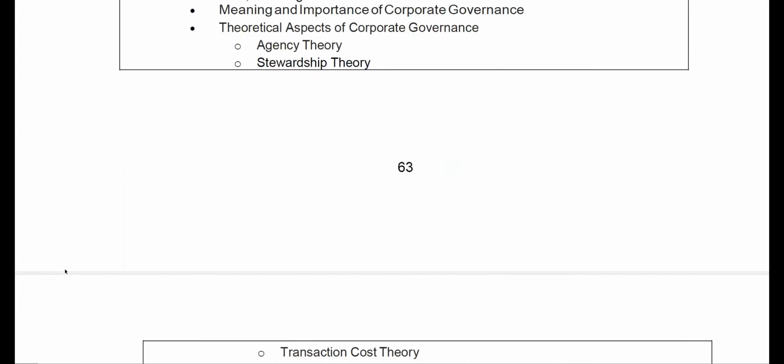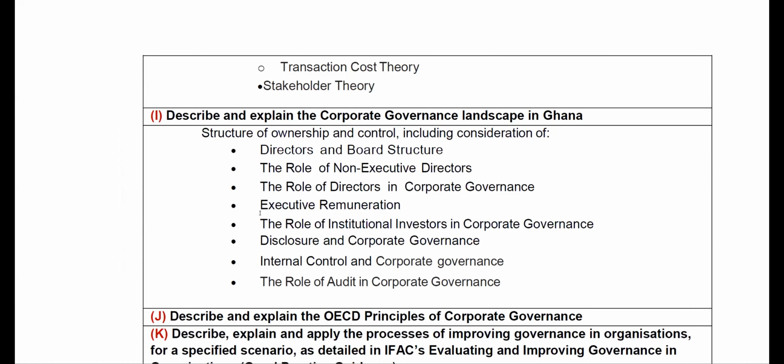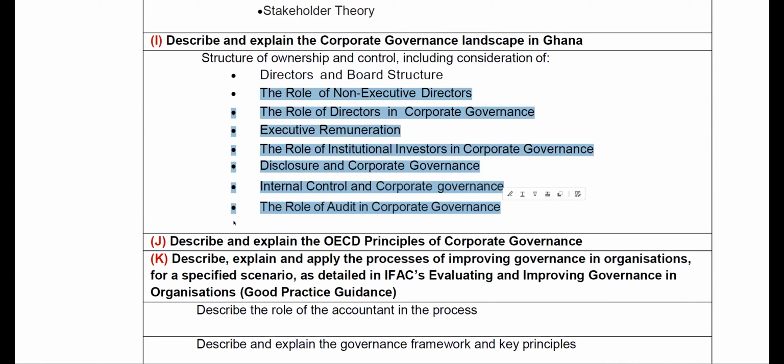Then we must be able to describe and explain the meaning of corporate governance frameworks. So the meaning and importance of corporate governance, you must know. The theoretical aspects, that's the theories: agency theory, stewardship theory, transaction cost theory, stakeholder theory. Some people see the exam, they are not aware of this. Then when you finish, you have to know the role of directors. So the directors and the board, their structure, the role of non-executives, the role of directors in corporate governance, how to pay directors. You have to look at the role of institutional investors, disclosure and corporate governance, internal controls, and the role of audit. Then you need the OECD principles, which comes with the ICGN principles.